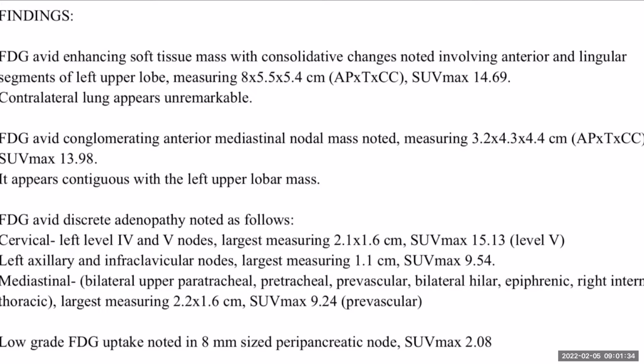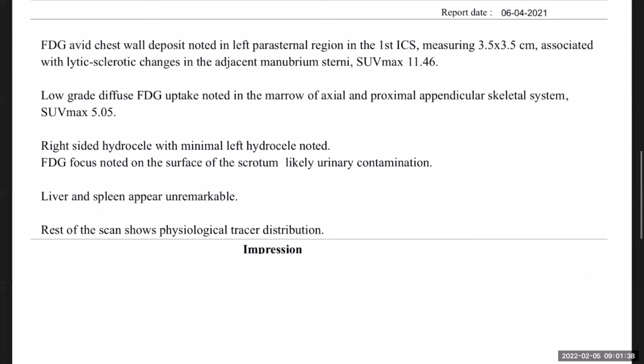There was also low-grade SUV 2 uptake in a peripancreatic node, and FDG-avid chest wall deposit was noted in the left parasternal region in the first intercostal space measuring 3.5 x 3.5 centimeters, with lytic sclerotic changes in the manubrium. Low-grade diffuse uptake was noted in the marrow of the axial and proximal appendicular skeleton. Apart from that, no uptake was noted anywhere else.